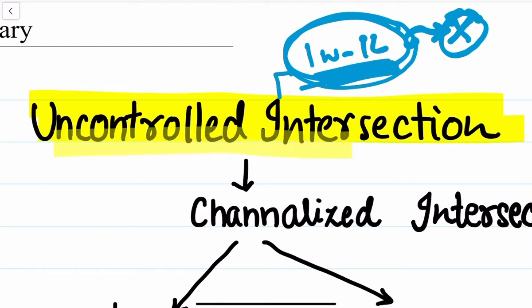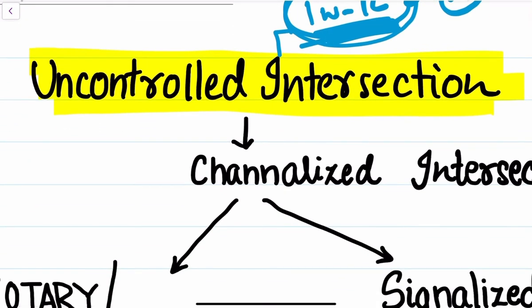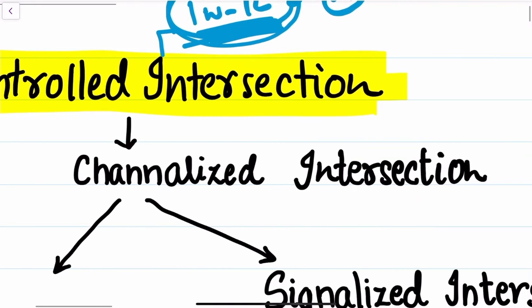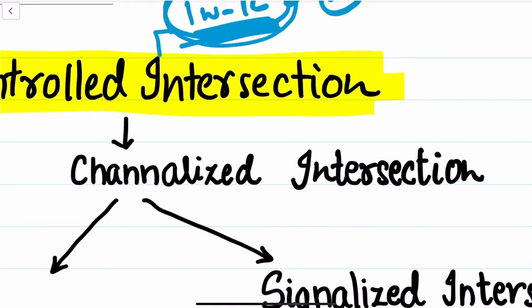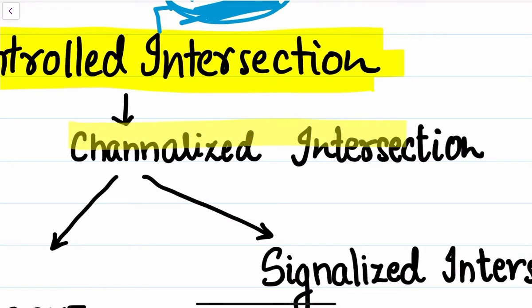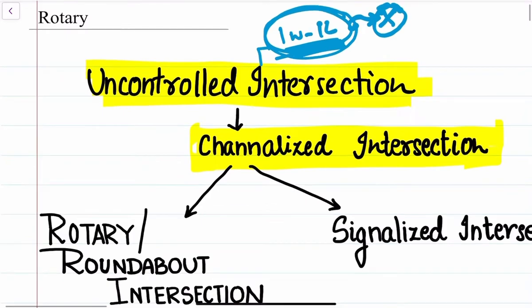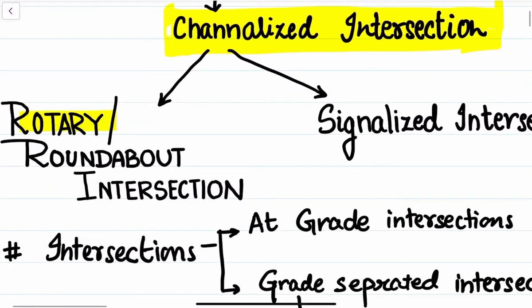So for these uncontrolled intersections, we construct some structures or install some traffic management strategies by which the uncontrolled intersection is channelized. What do we mean by channelized? That is, we force the vehicles to move in a certain way, and when we do that, it is called the channelization of the intersection. We force the vehicles moving on that intersection to move in a certain path. This channelization is done either by constructing a rotary or a roundabout.